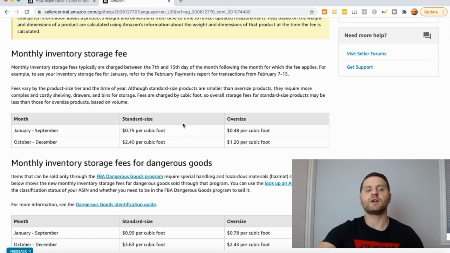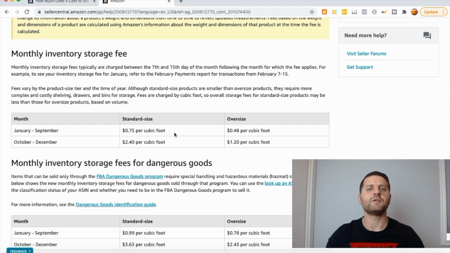Now the reason that during October to December it is a much higher per cubic foot charge is because of the holidays. The holidays are coming up, it is around the Q4 season, so there are a lot of Amazon sellers sending in their inventory to the Amazon warehouse, so the demand is very high. That is why Amazon goes ahead and increases their price. So from October to December, your storage fees are definitely going to be higher, but don't worry, there are going to be a lot more Amazon customers shopping on Amazon, so you will sell a lot more units.